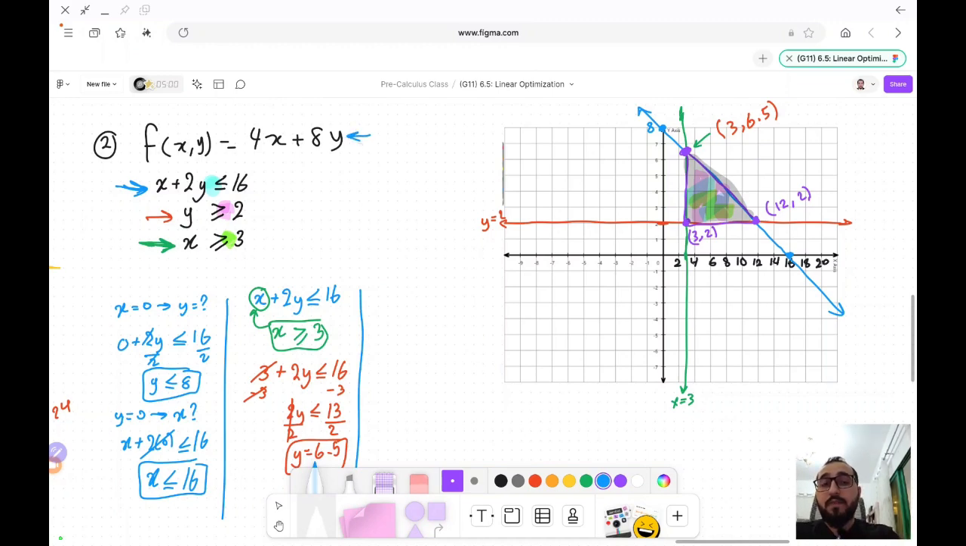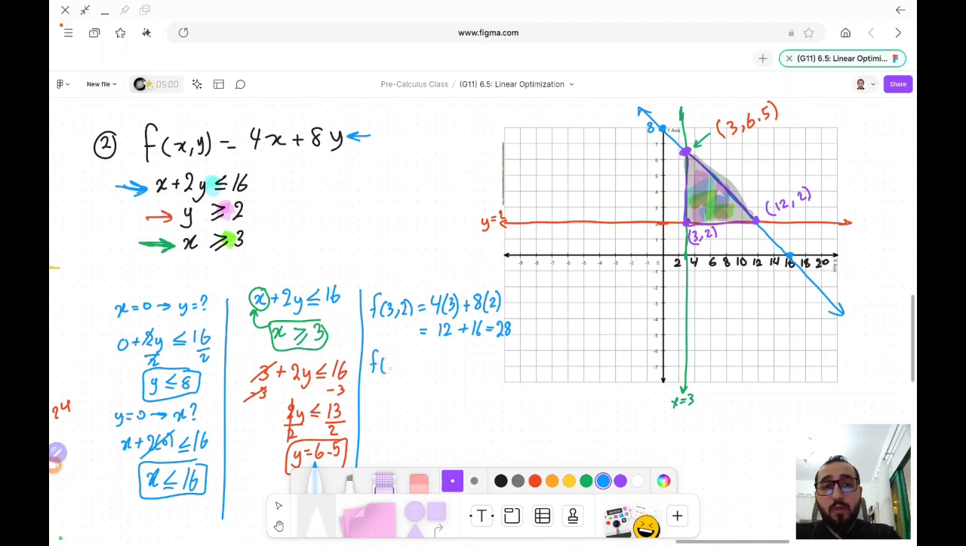Now in this equation here, the first coordinate, let's start with 3 and 2. Let's substitute 4 times 3 plus 8 times 2. Let's simplify this. 4 times 3 is equal to 12, plus 8 times 2 is equal to 16. 16 plus 12 is equal to 28.